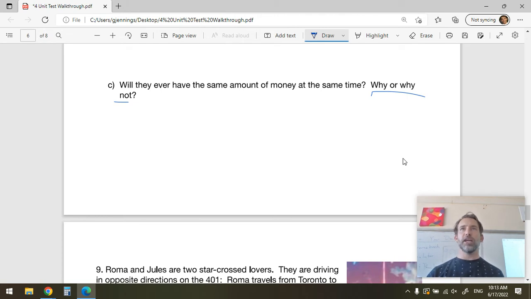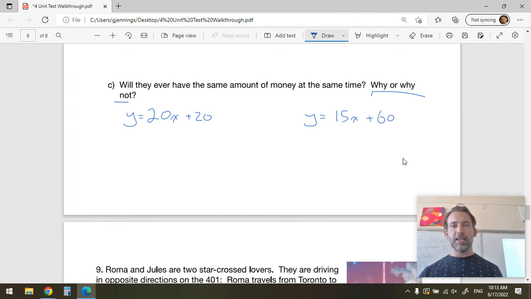I'm going to show you algebraically how to do this. This is y is equal to $20 per month, x is the number of months, plus 20. That's Anna's initial money. And y is equal to $15 per month plus 60. That's Amar's money. Okay? If I say 20x plus 20, will that ever equal 15x plus 60?